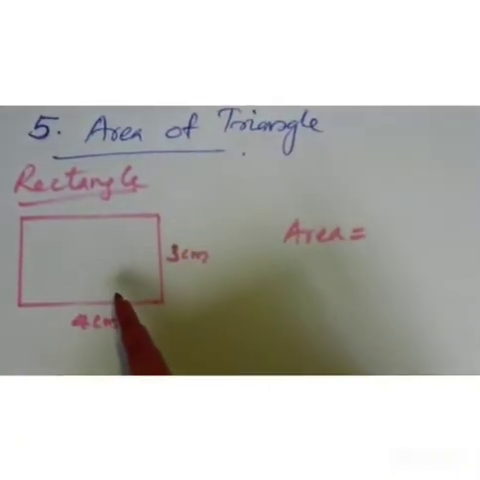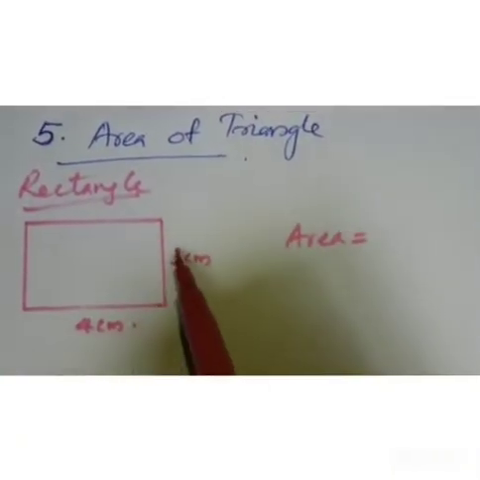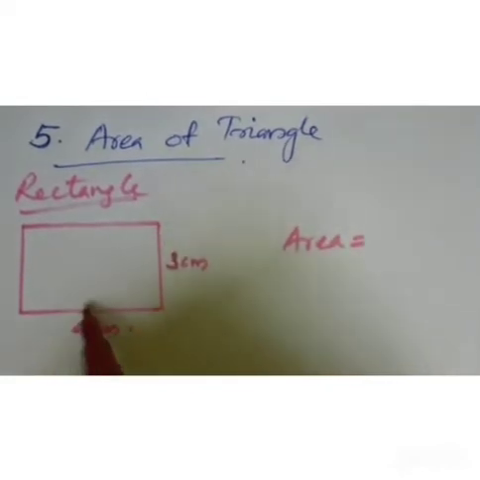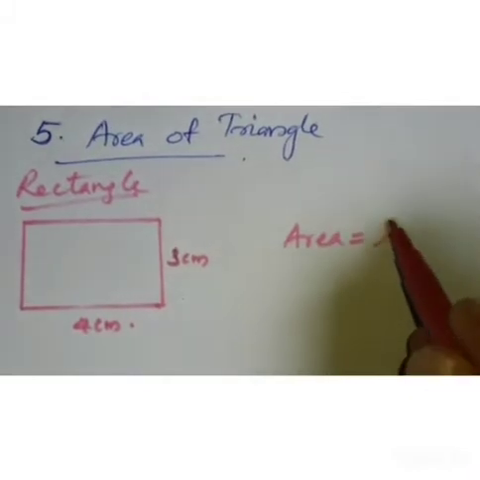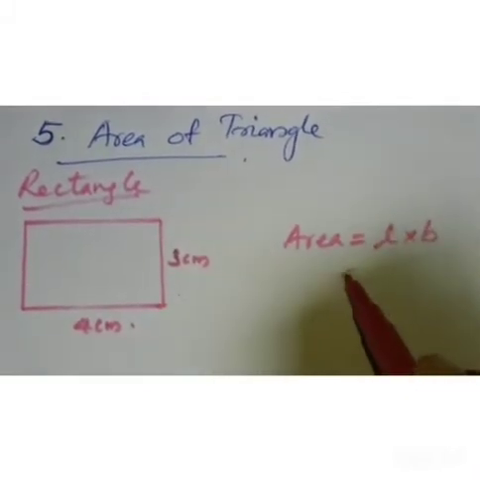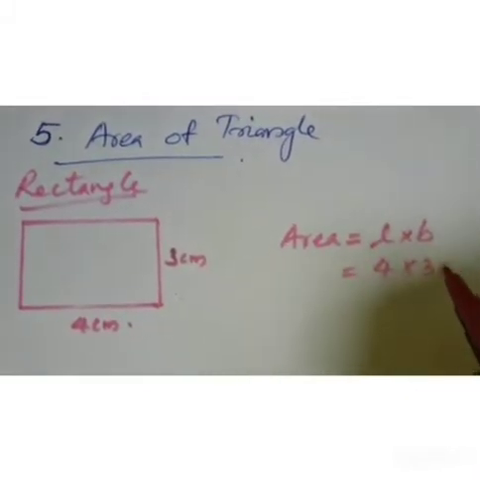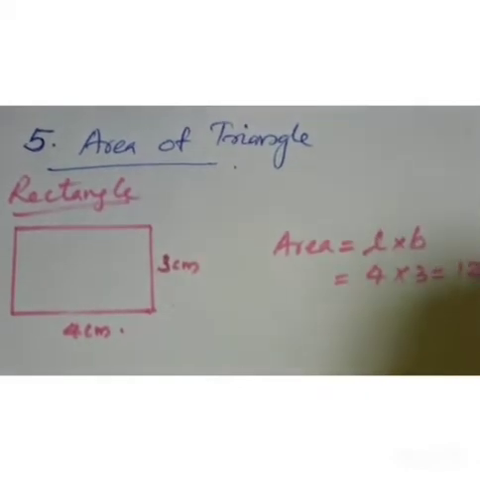What is the area of this rectangle? Here the length is given 4, width is given 3. So area is L into B. So it is 4 into 3. You will get 12 centimeter square.